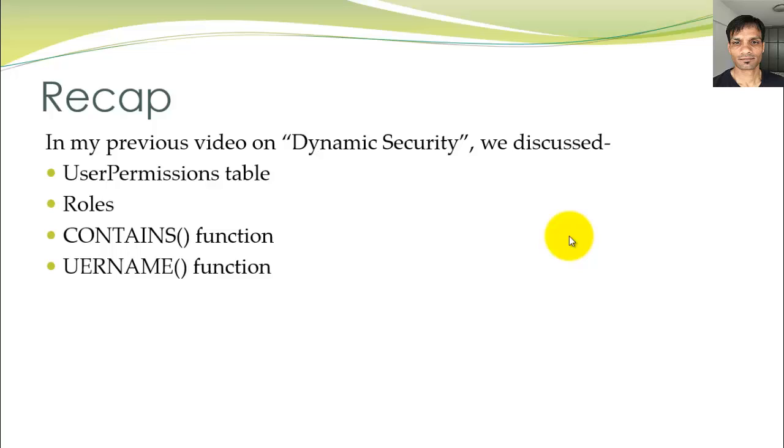In my last video on dynamic security, we learned how to implement dynamic data security using user permission table and roles. In roles, we used username function and contains function. At the end of my previous video, I shared some of the limitations of that approach. First, whenever you want to include any new column as part of security implementation, you will be required to modify the text expression which is being used in the row filter expression.